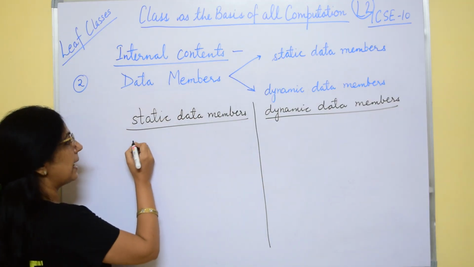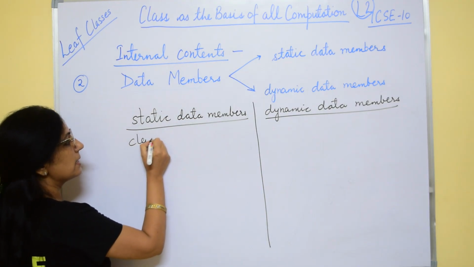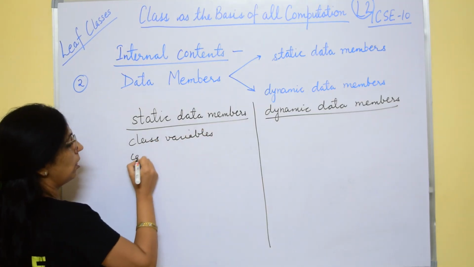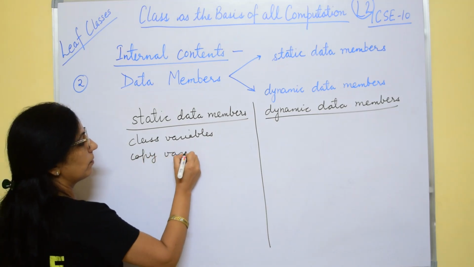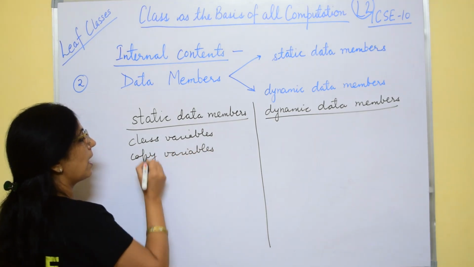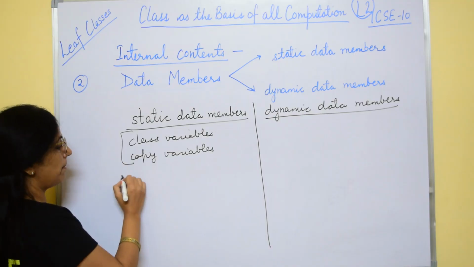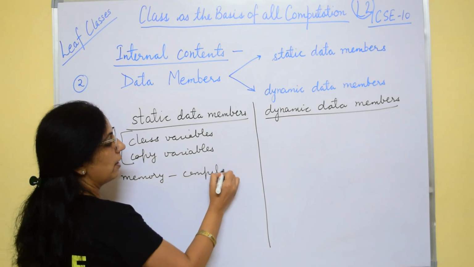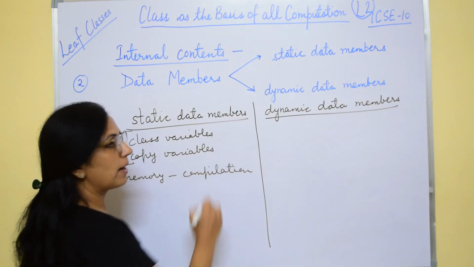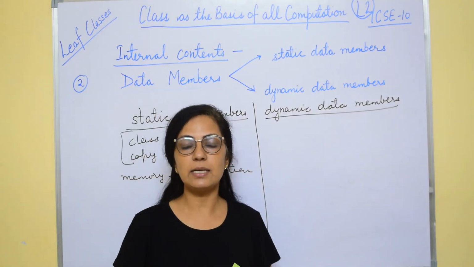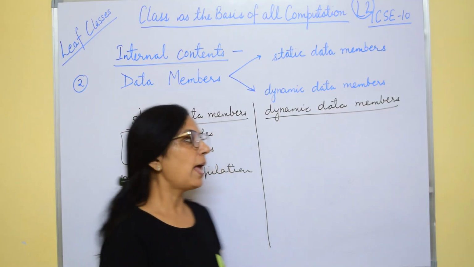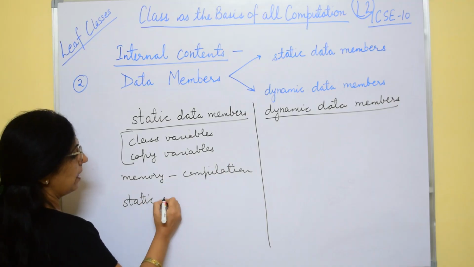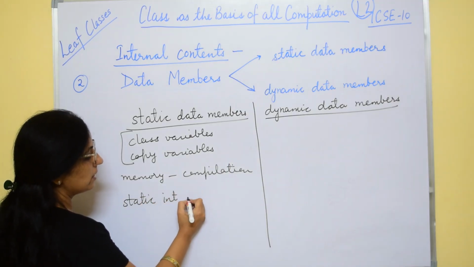Static data members are also known as class variables or copy variables, and for these the memory is allocated at the time of compilation. When we compile the program, the memory to static data members is allocated that time, and the syntax of this is static data type and the variable name.